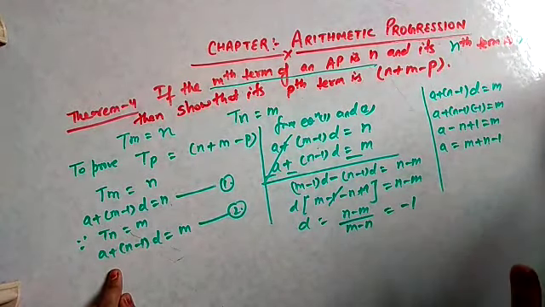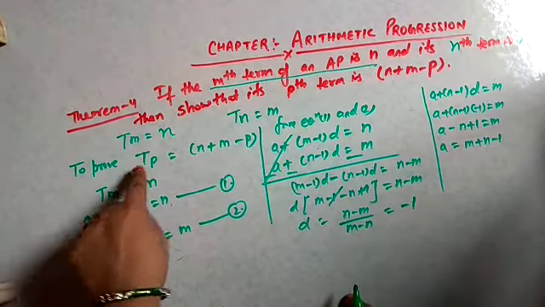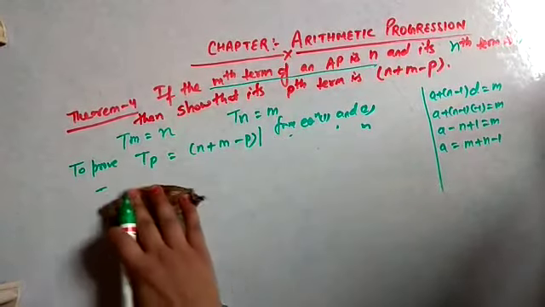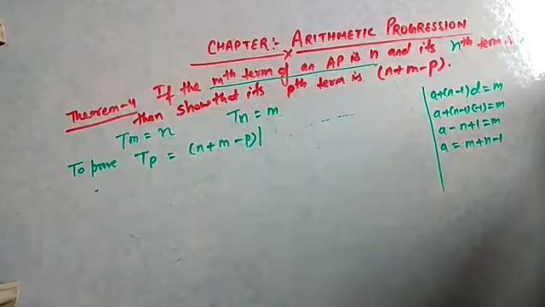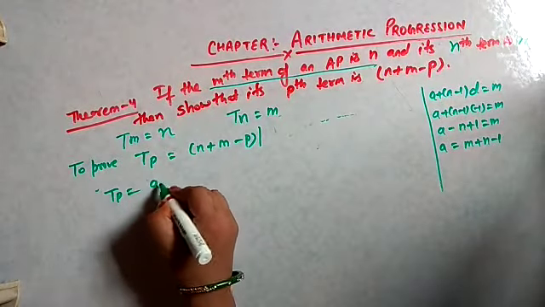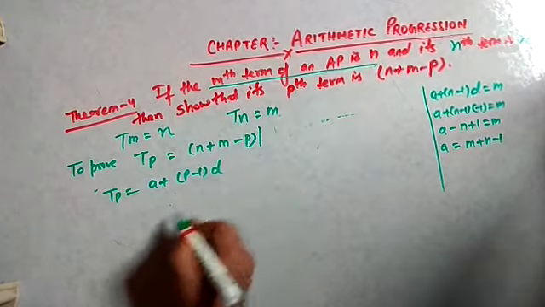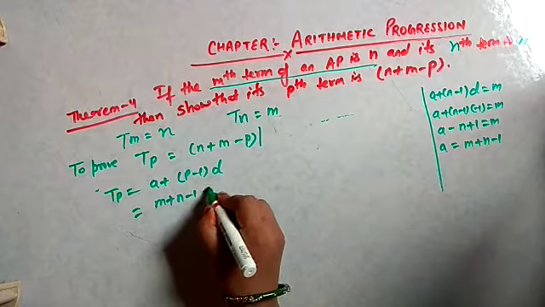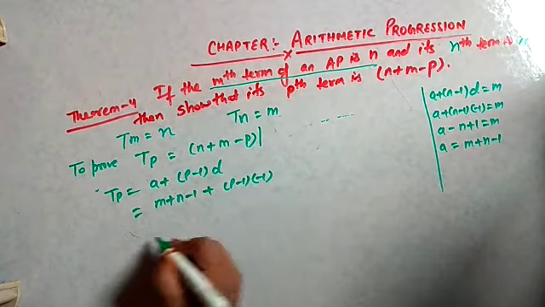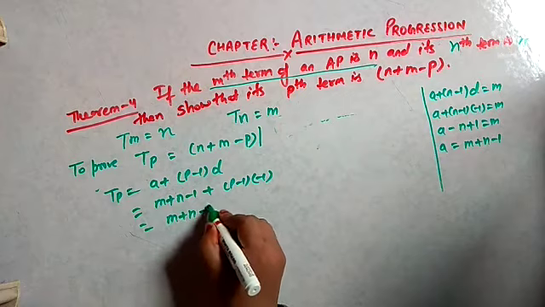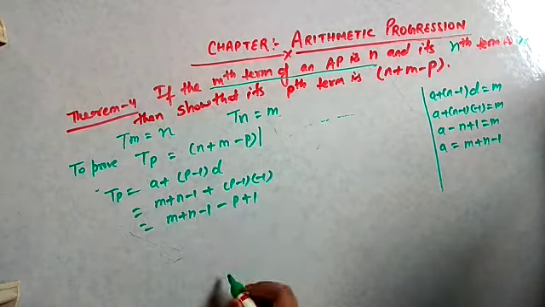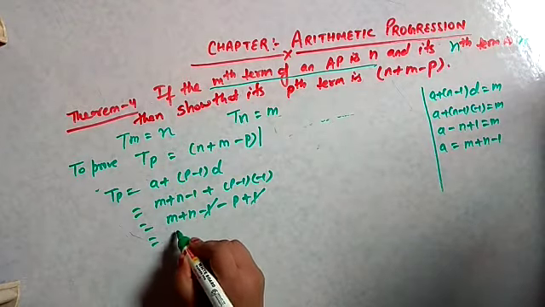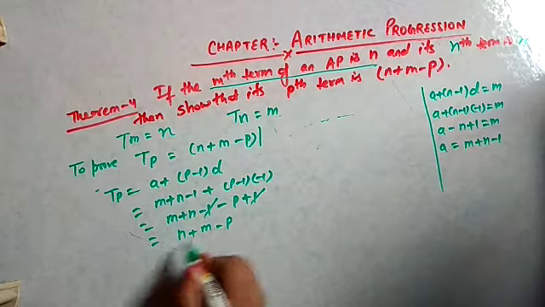Now after finding a, we have to find the pth term. So I hope you have written all this. I am erasing this. See, Tp equals a plus (p minus 1) into d. So here we put the value of a as (m plus n minus 1) plus (p minus 1) into minus 1. It will be m plus n minus 1 minus p plus 1. This 1 and 1 get cancelled out. So what will we get? We will get n plus m minus p.